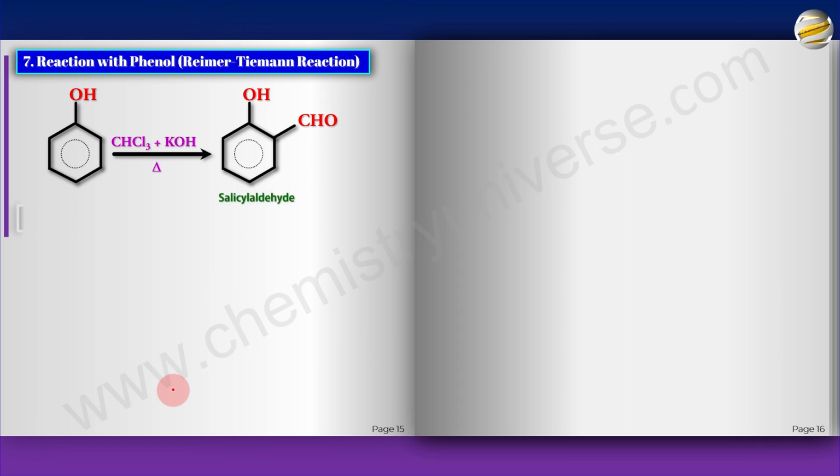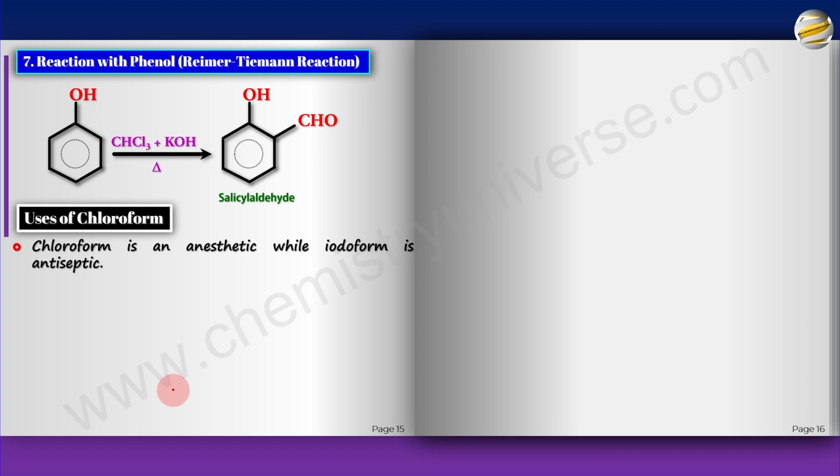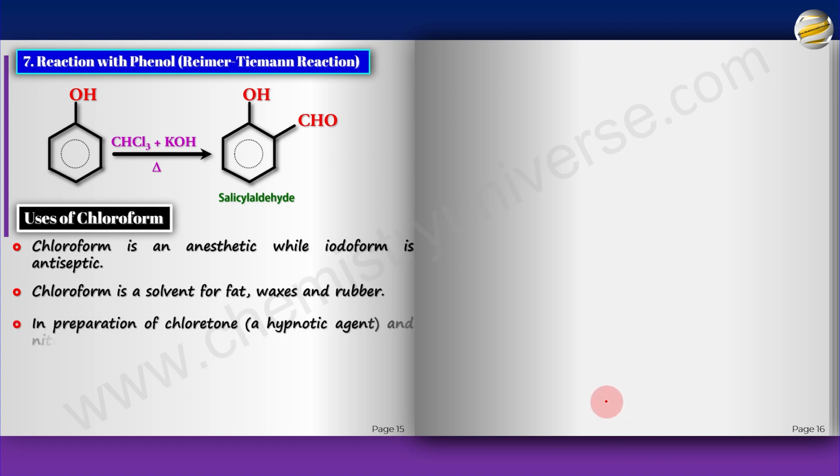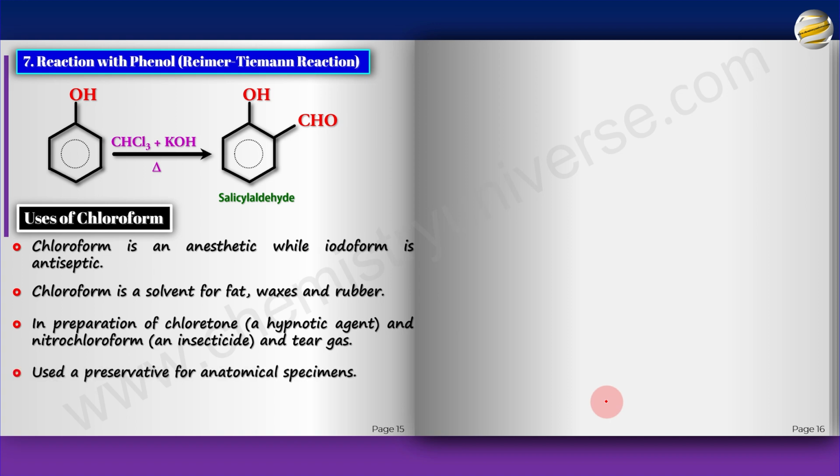Now let's look at the uses of chloroform. We have done pretty much everything. Chloroform is an anesthetic, while iodoform is actually an antiseptic because it gives iodine. The chloroform is a solvent for fat, waxes and rubber. And in preparation of chlorotone, a hypnotic agent, and nitrochloroform, an insecticide as well as a tear gas. Used as a preservative for anatomical specimens and as a lab reagent for identifying primary amines, we've already discussed.